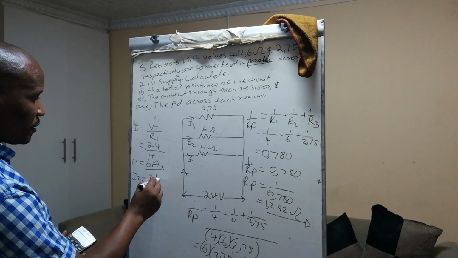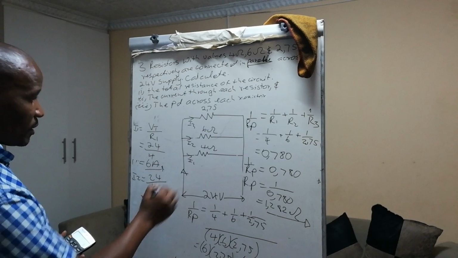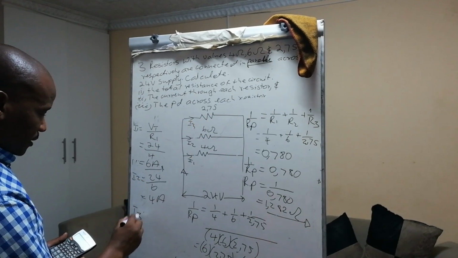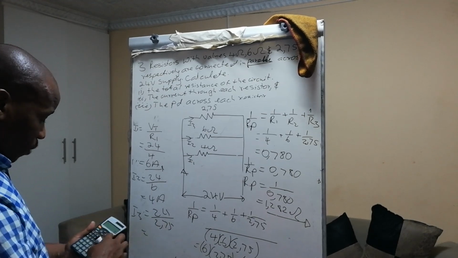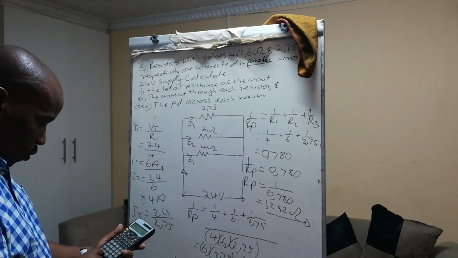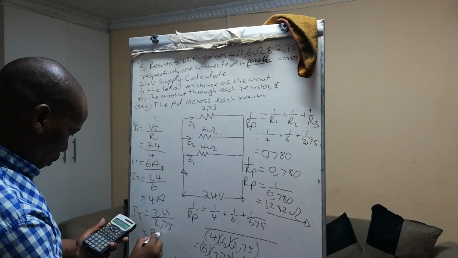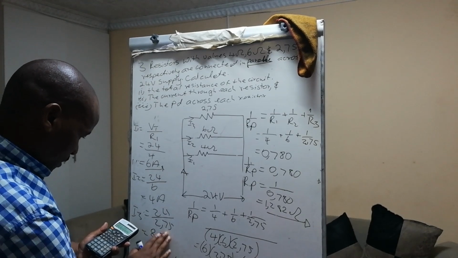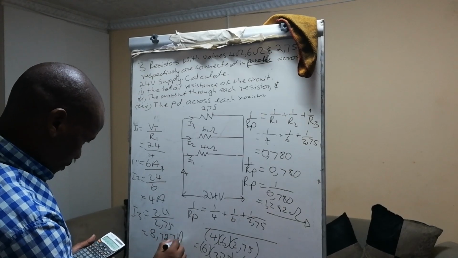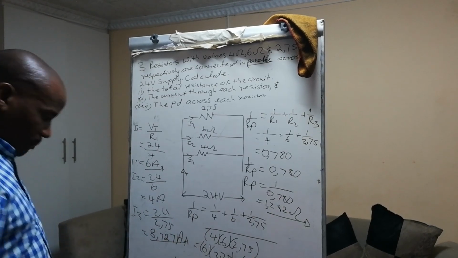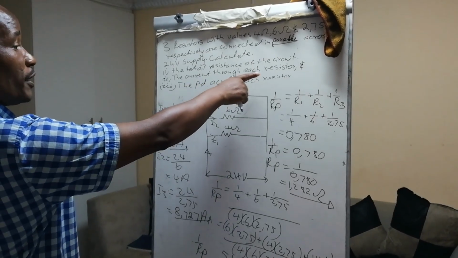Then I2 is 24 over 6, which is equal to 4 amps. That one is I3, and it's 24 over 2,75, and 24 divided by 2,75 is equal to 8,727 amps. That's the current through each resistor.